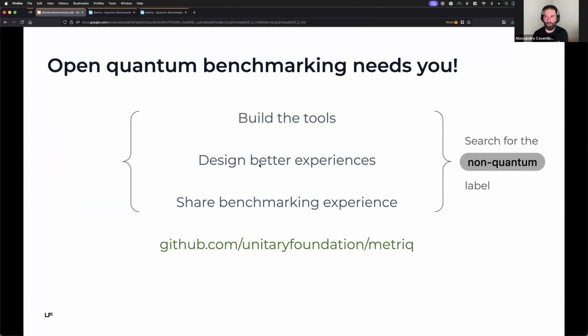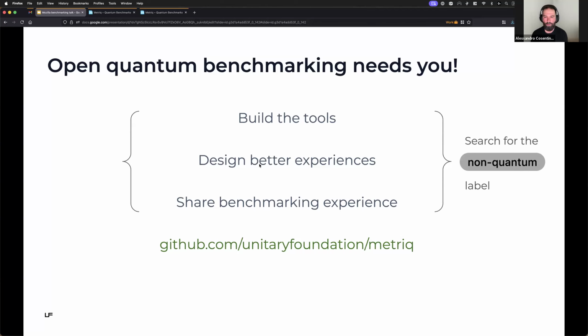What can you help with? As I said, all these tools are written in either Python or TypeScript, so there is nothing too magic about it. For some of the issues on the GitHub boards in this repository, you need to know some quantum, but you can also do lots. You can also help a lot without knowing any quantum at all.